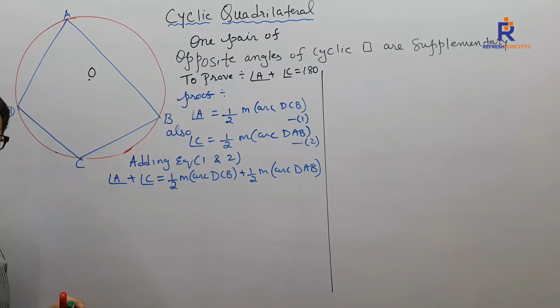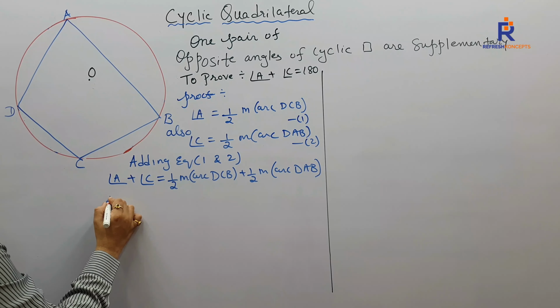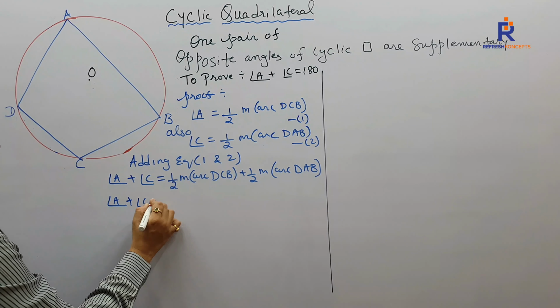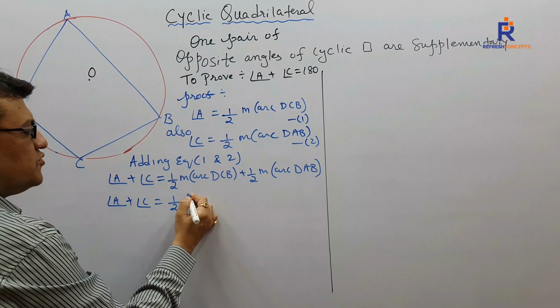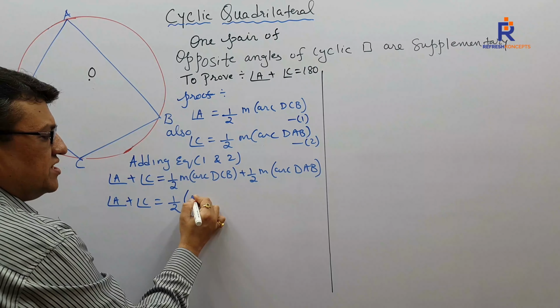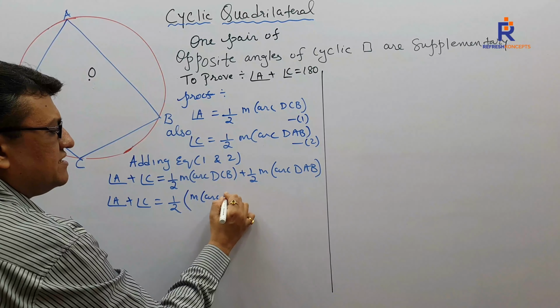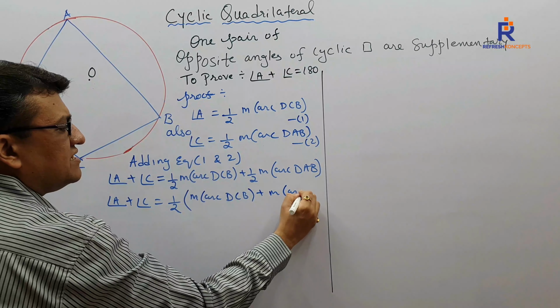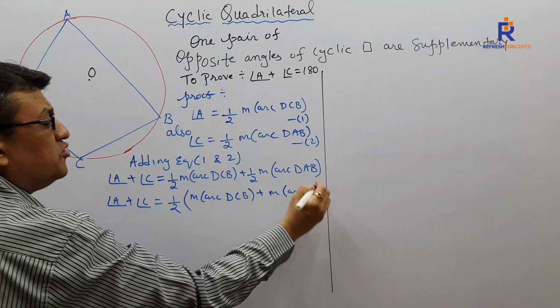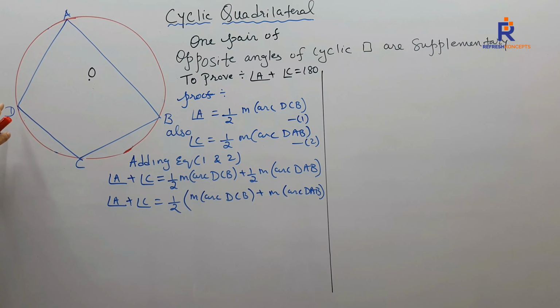Am I right, children? Angle A plus angle C as it is. Can I say half is common? What is measure arc DCB plus measure arc DAB? I want you, children, to understand and tell me what DCB plus DAB is. DCB plus DAB is nothing but the entire circle.